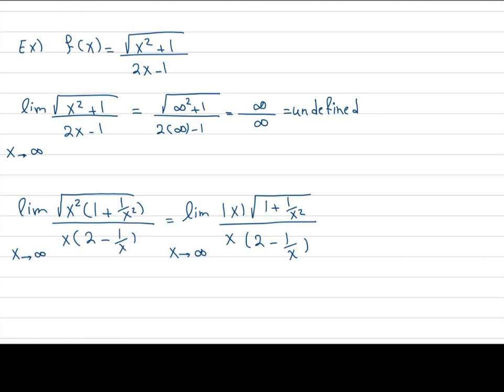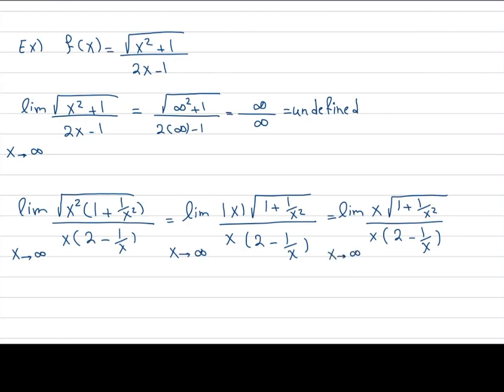Now, when x approaches positive infinity, x is a positive number. So inside this absolute value, you have a positive number, and the absolute value of a positive number is the same as the number itself. So you can just remove the absolute value and write this as the limit of x times the square root of 1 plus 1 over x squared, divided by x times 2 minus 1 over x as x approaches infinity.